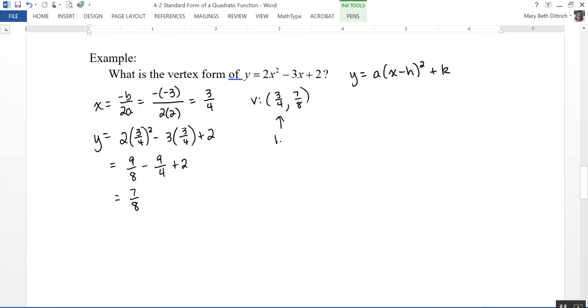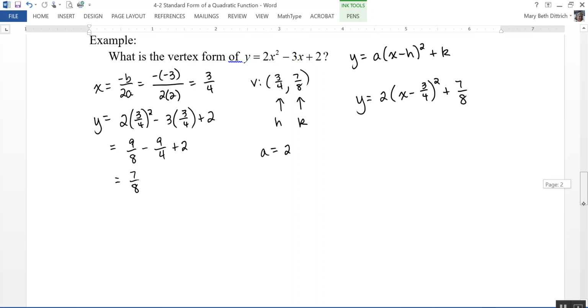So this is my h, this is my k, and looking at my original problem here, I know that a is equal to 2. So my final answer is going to be, because the a of ax squared is the same as the a in front here, vertex form is going to be 2 times the quantity x minus 3/4 squared plus 7/8. And it's a good thing we don't have to graph that, because I don't like graphing fractions.